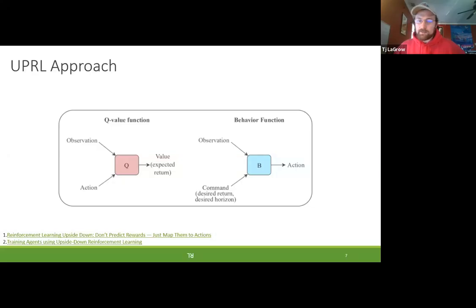And what is a command, you might ask? There are a couple interesting things. A command consists of the desired return and the desired horizon, where the desired return is the length of the state action space, and the desired horizon is a chunk of that space.